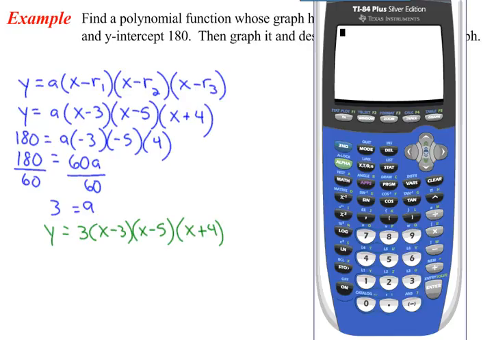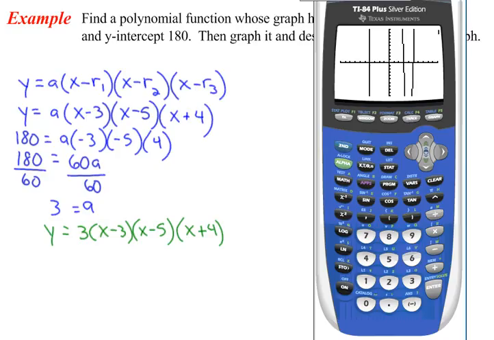So the next part of the problem says to graph this function and then describe the graph. So we pull up our calculator, hit y equals, we're going to plug in 3 times x minus 3 times x minus 5 times x plus 4. And again, we're going to have to apply an appropriate window. We're not quite sure what this graph is going to look like. It's always a good bet to start with the standard 10 by 10 window.